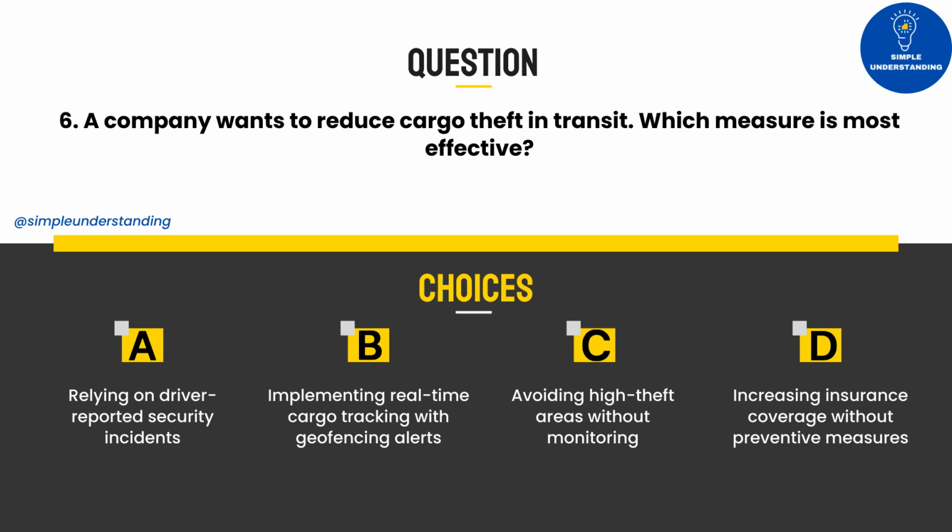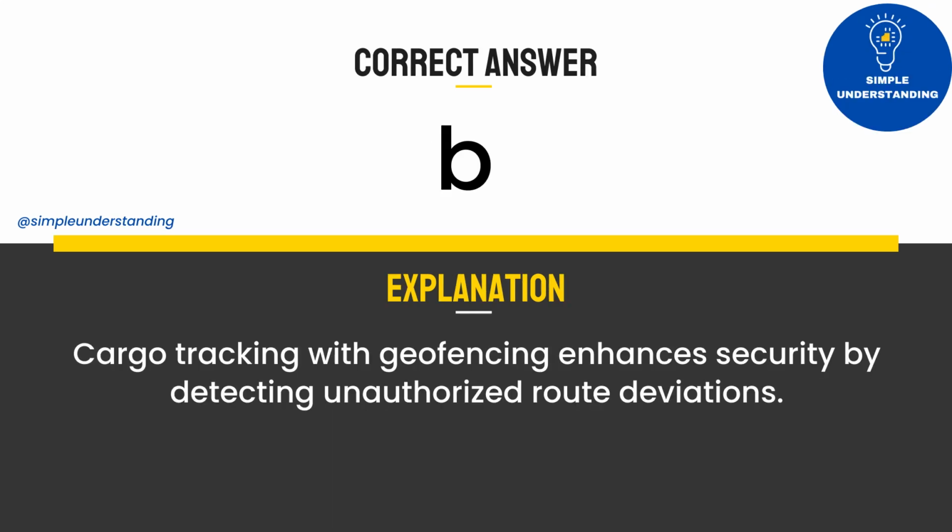6. A company wants to reduce cargo theft in transit. Which measure is most effective? A. Relying on driver-reported security incidents. B. Implementing real-time cargo tracking with geofencing alerts. C. Avoiding high-theft areas without monitoring. D. Increasing insurance coverage without preventive measures. Correct answer, B. Explanation. Cargo tracking with geofencing enhances security by detecting unauthorized route deviations.